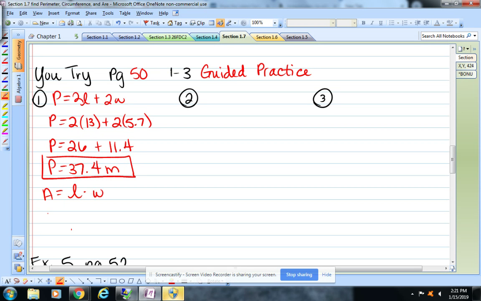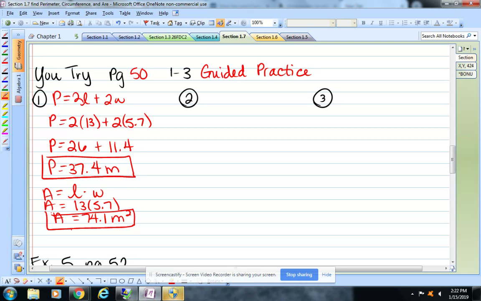Length times width. So I'm multiplying what two things together? 13 times 5.7. So the area is what? Raise your hand if you got 74.1 meters squared for the area for number 1. You better square it. Area is always square units. Perimeter is not. Area is always square units.